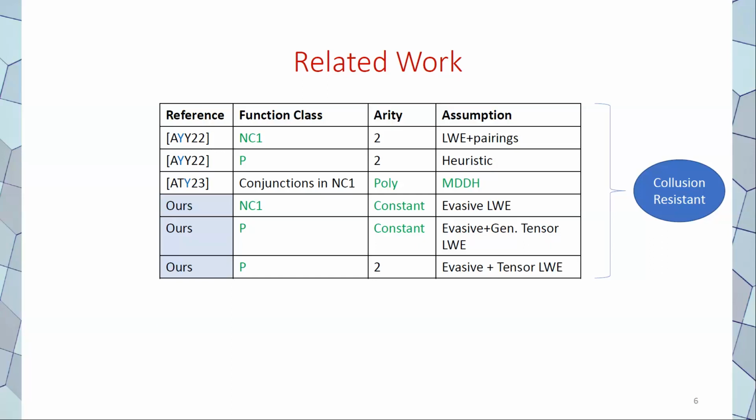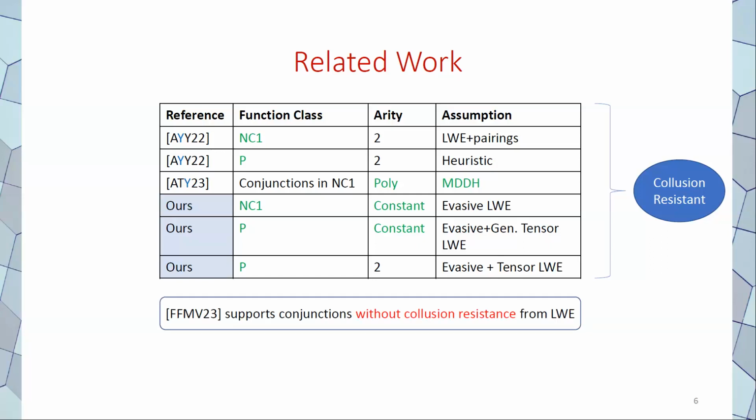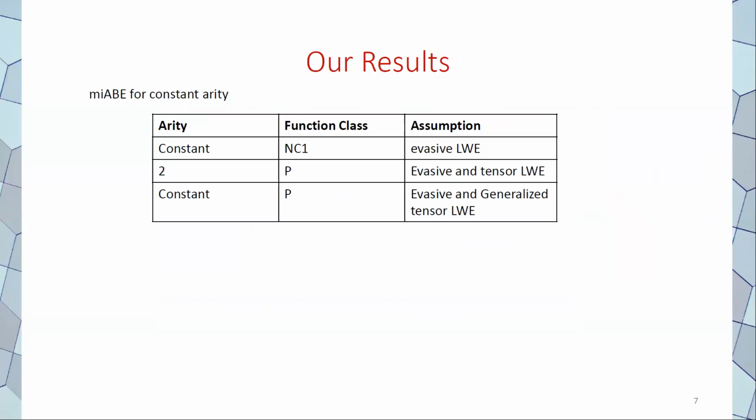There is another work by Francati et al., which constructs a poly-input ABE, but that does not support collusion resistance, meaning that the adversary can get a secret key for only one function. So here are our results.